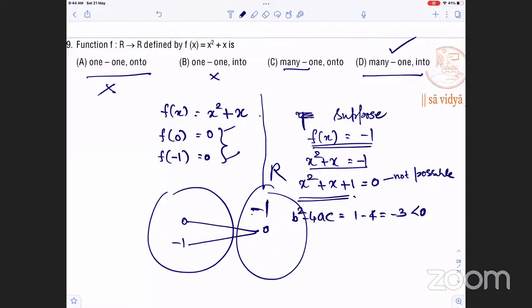Sir, there is one question from Swati Katigar. What is many-one function? Not one-one is many-one function. Not onto is into function.